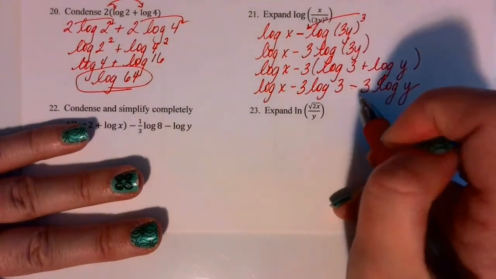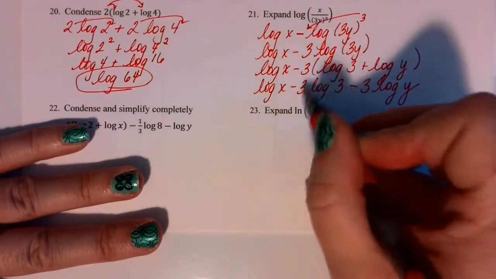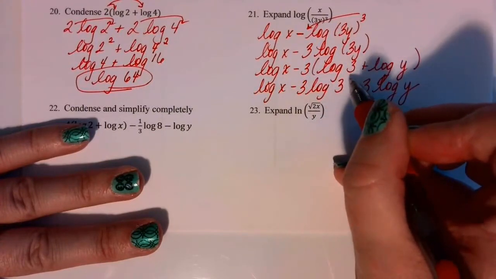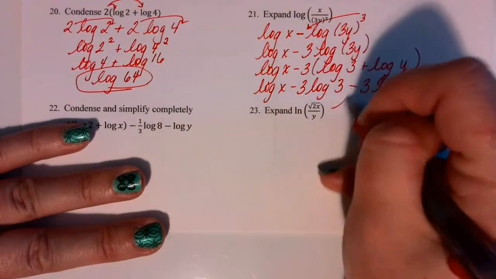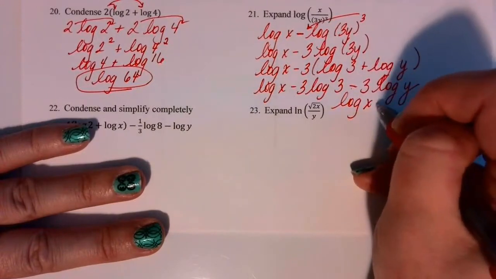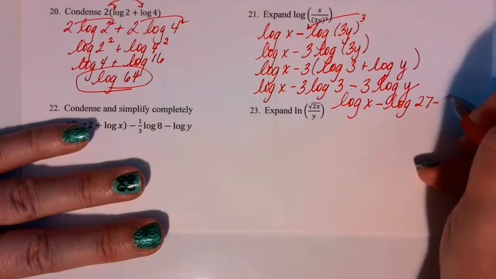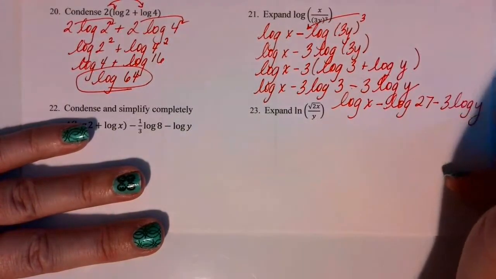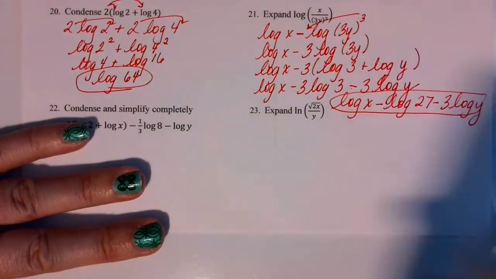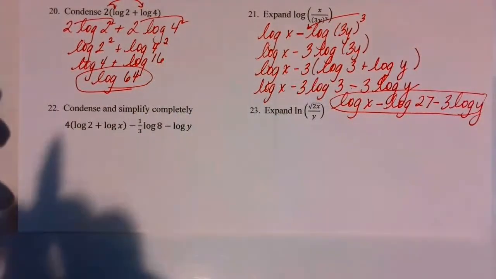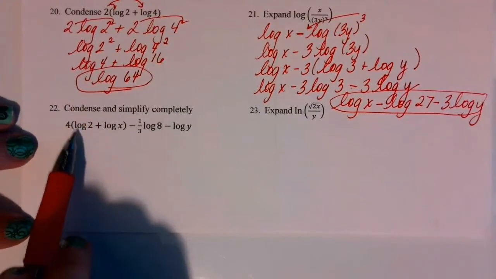And then if we wanted to evaluate this part in the middle, we could make that 3 to the third using the power property, which would give us a log of x minus a log of 27 minus 3 log of y. But either of those, the one before it or this one, would be fine. They're equivalent and both expanded.